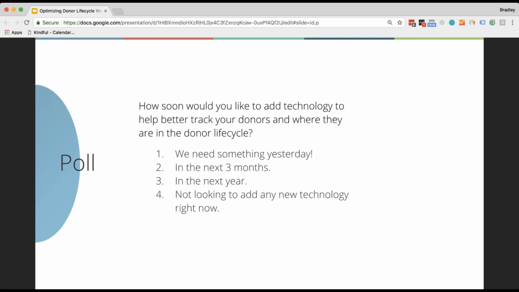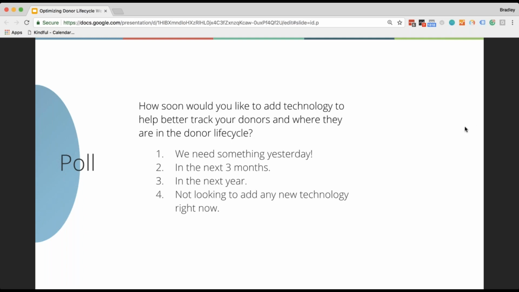So how soon would you like to add technology to help better track your donors and where they are in the donor life cycle? 1, we need something yesterday. 2, in the next 3 months. 3, in the next year. Or 4, you're all set. We're not looking to add any new technology right now.